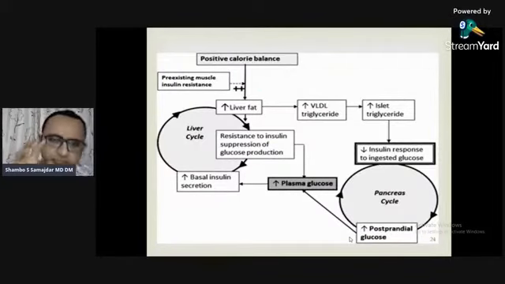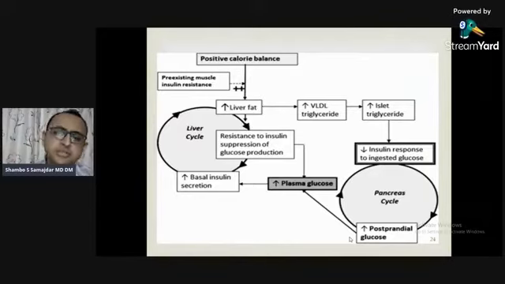And this is a very famous cartoon. We can see the effect of positive calorie balance. If there is more calorie balance, more money in our pocket, what happens? The liver will act to take care of that. So more liver fat will be there. More liver fat contributes to more VLDL level and triglyceride level, and that also accumulates in the islet cells, more triglyceride in those islet cells.